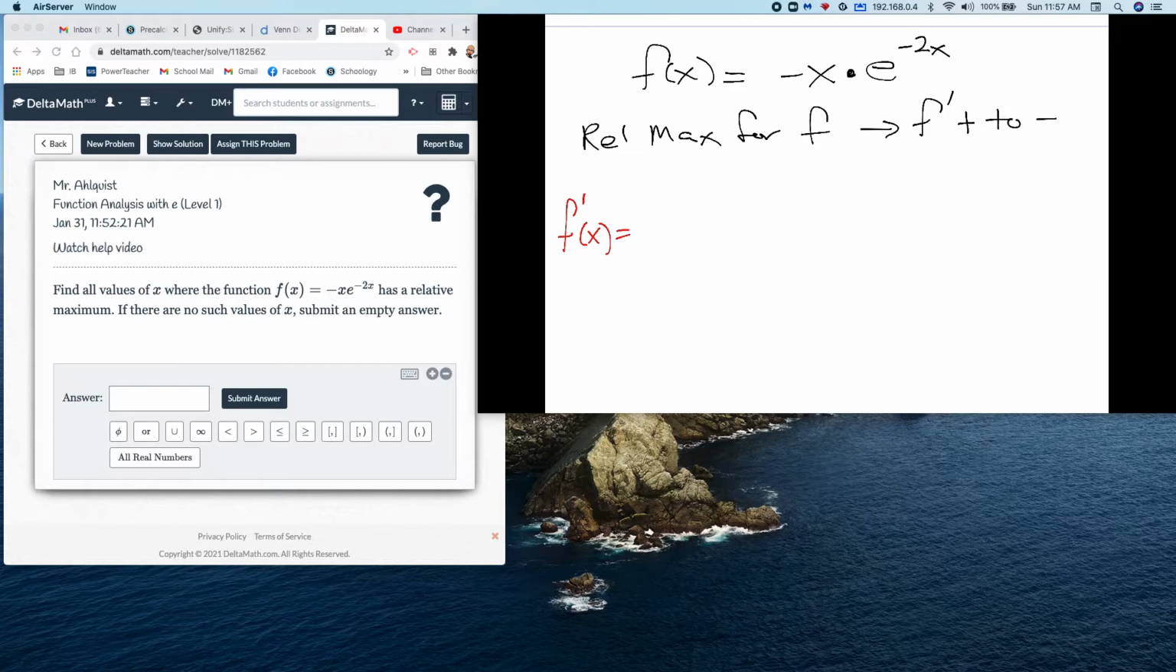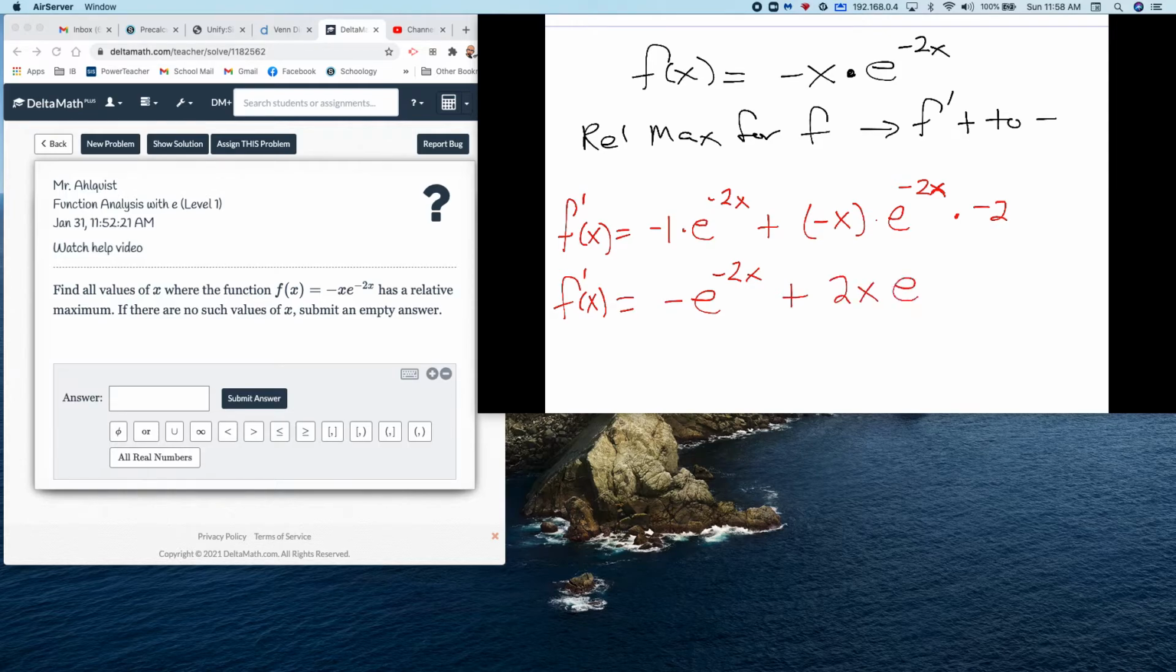f prime of x is negative 1 times e to the negative 2x plus negative x times e to the negative 2x times negative 2 because of the chain rule. So go back and review your work on chain rule stuff, but that's a product rule, chain rule kind of thing. Let me rewrite it real quick. I got f prime of x is equal to negative e to the negative 2x plus 2x e to the negative 2x.